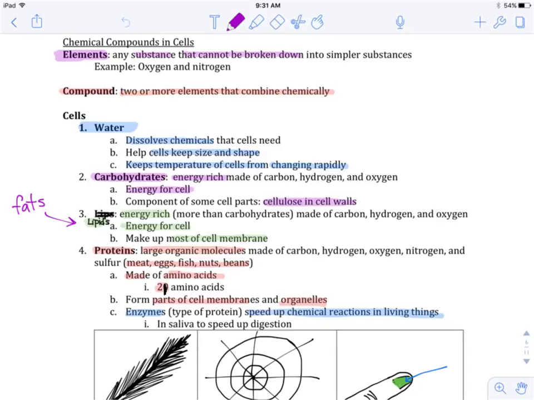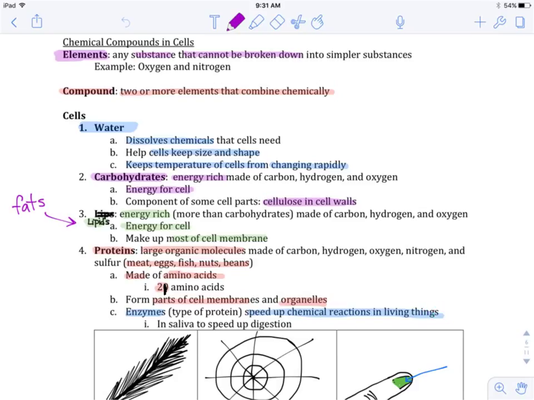You can think of amino acids like letters in the alphabet that build words. Amino acids are the building blocks of proteins. They help form parts of cell membranes and the organelles that are within cells. Enzymes are a special type of protein. They help speed up chemical reactions in living things.